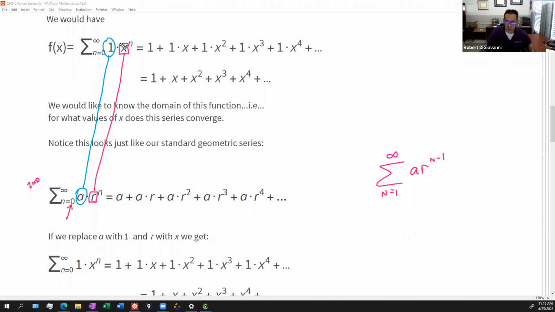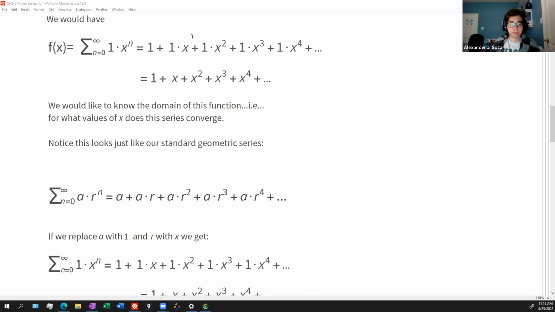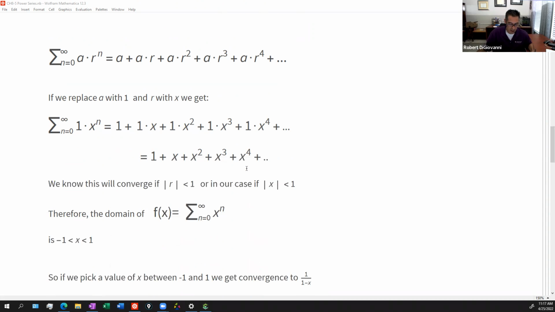Geometric series only converge if what? They're less than 1. If what's less than 1? The absolute value of R, right? So if the absolute value of R is less than 1, it converges, which means for us, this should converge so long as I plug in an X where the absolute value is less than 1. I say that right here as well.